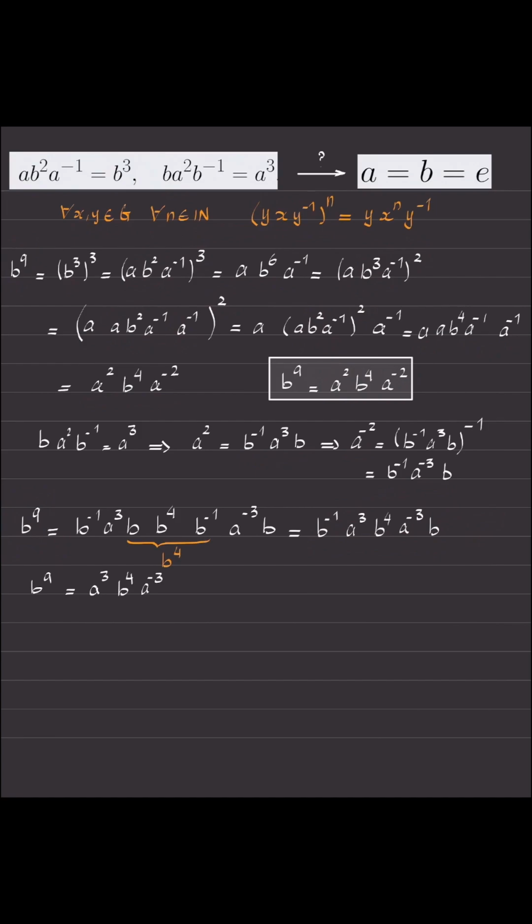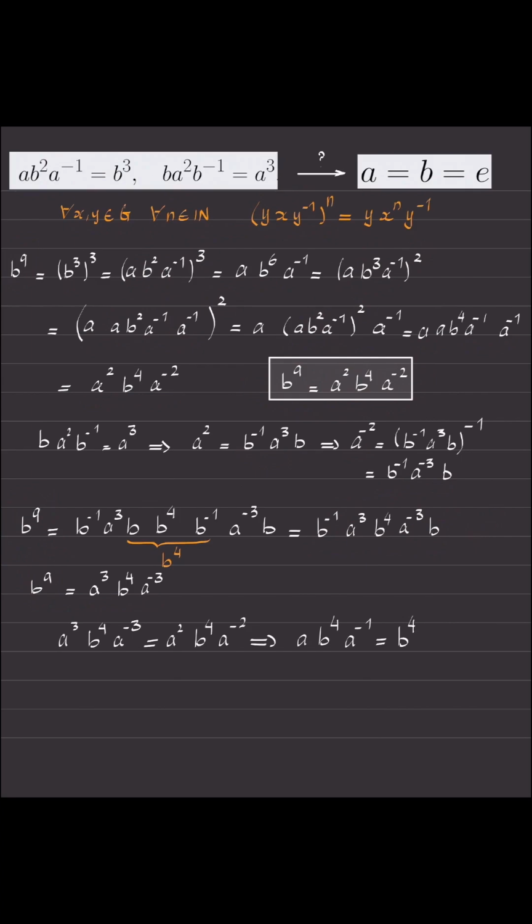Now if you compare what we had in the beginning and what we have now, because both of these expressions are equal to b to the 9, they have to be equal themselves. So this means that a cubed b to the power of 4 a to the power of minus 3 should be equal to a squared b to the 4 a to the power of minus 2. So I can cancel a squared from the left and a to the power of minus 2 from the right. So on the left hand side, what is left is a b to the 4 a to the power of minus 1. On the right hand side, what is left is simply b to the 4.